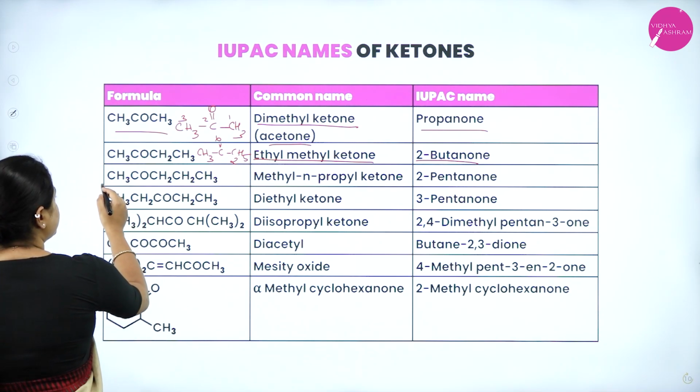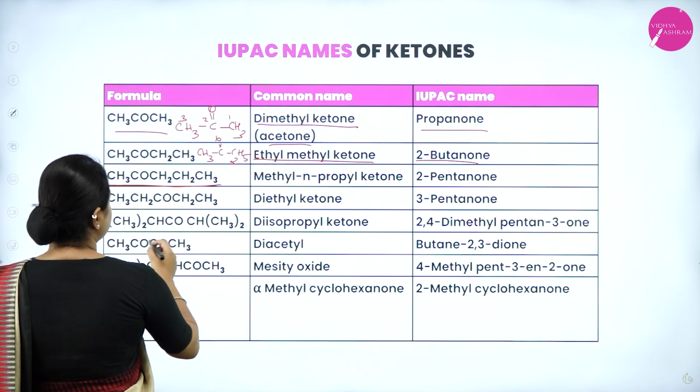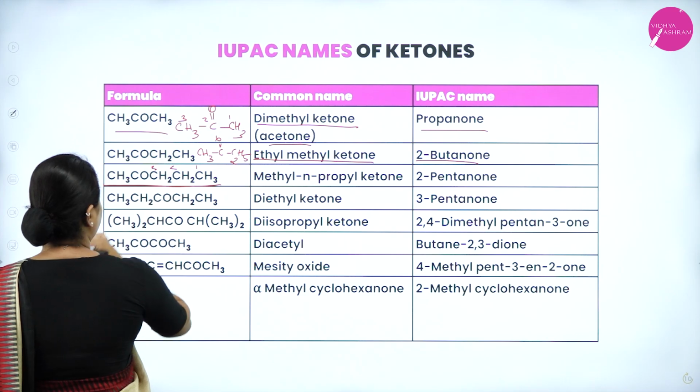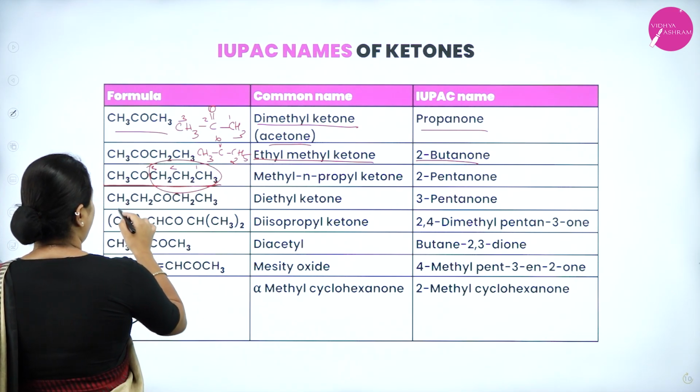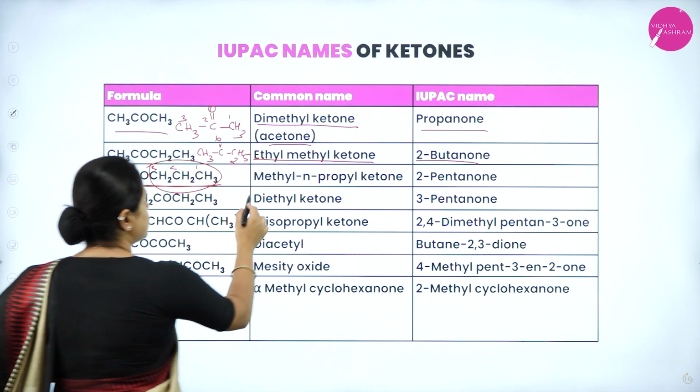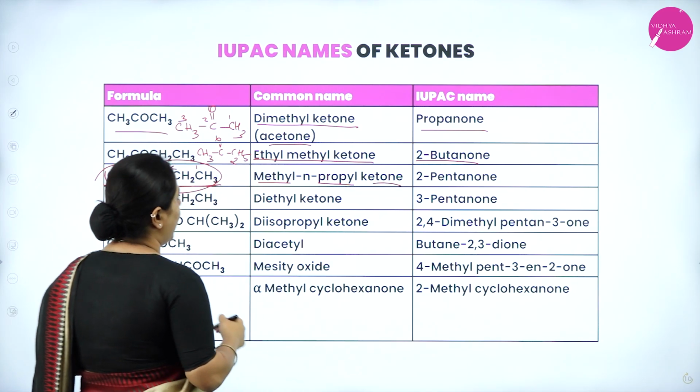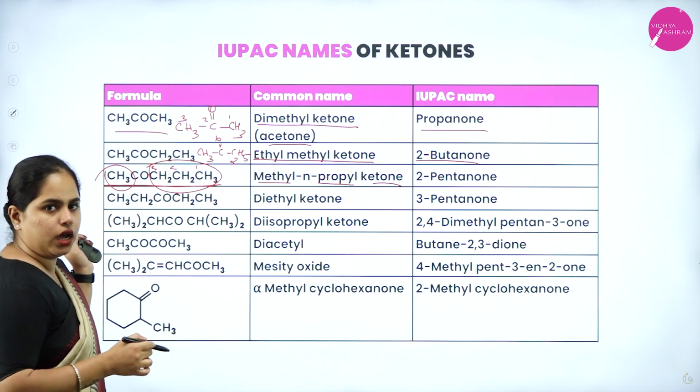Right. Now the CH3CO-CH2CH2CH3. So 3 carbon atoms are there. This is a propyl group and you have a methyl. So this is methyl propyl ketone. And the IUPAC name, totally how many carbon atoms are there?